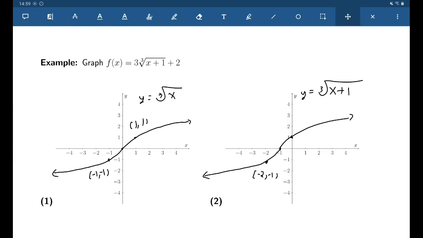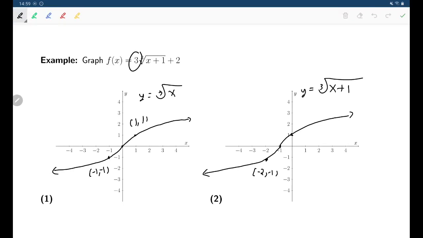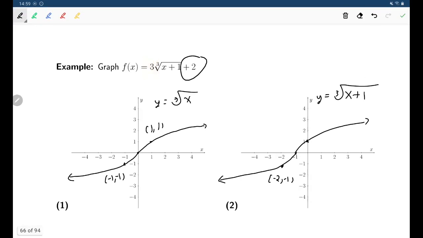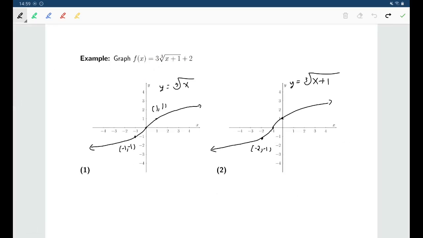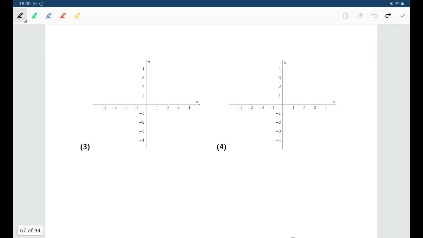And then the only things left to do now are our vertical shift and our vertical stretch. We'll do our vertical stretch first, so multiplying all of our y coordinates by 3, and then we'll do our vertical shift after that, adding 2 to every y coordinate. So let's do the vertical stretch first. We're going to multiply all of our y coordinates by positive 3.